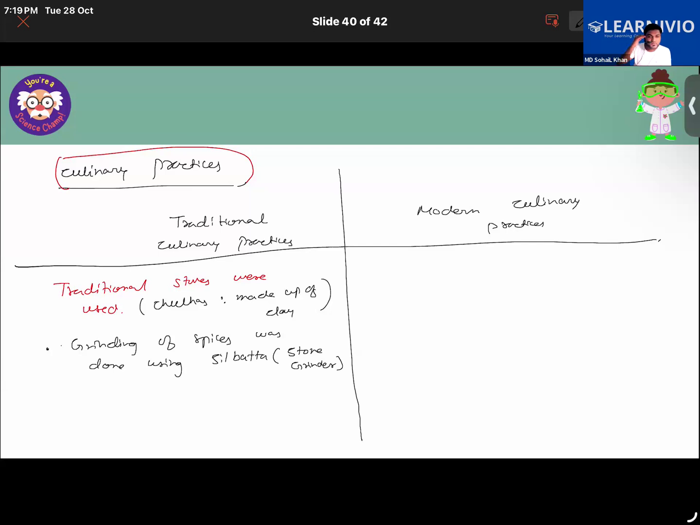Then there was a strong emphasis on using locally sourced ingredients, right? People in the villages back in the day did not used to import the food items from faraway places. Whatever was available locally, they would use. Whatever is available in the village, we can eat it. In fact, everything was available in the village. They did not need to import it from any places, since they were agriculturalists, they were farmers. So they would be growing it on their own land, and the same ingredients would be used by them, right?